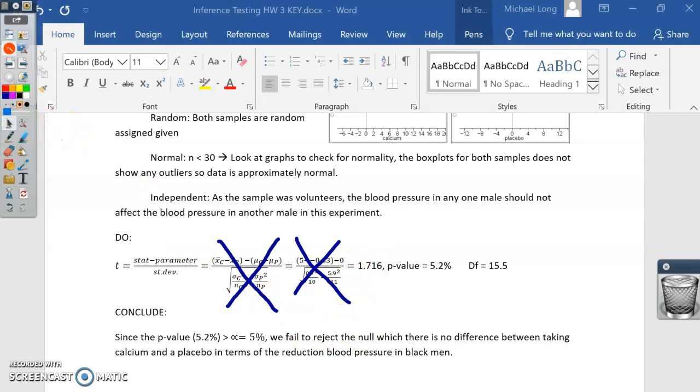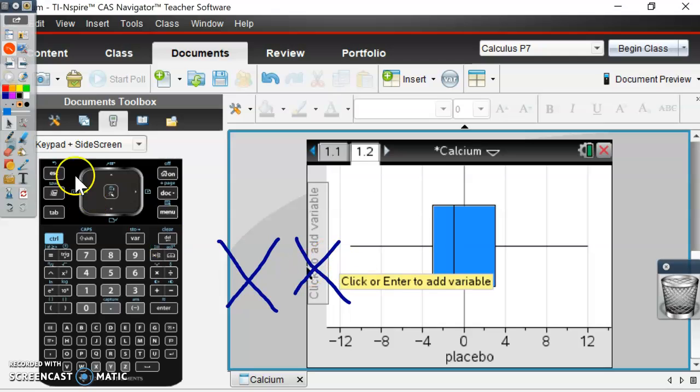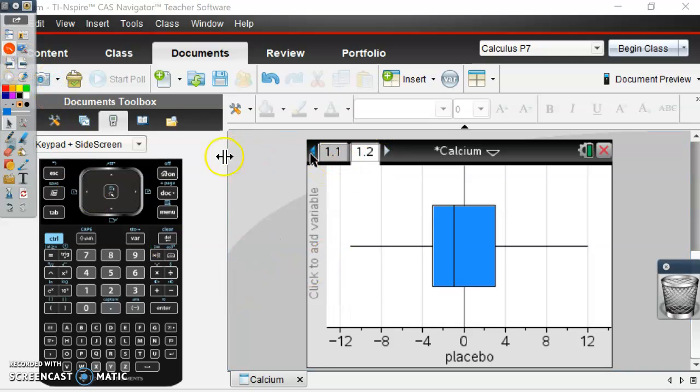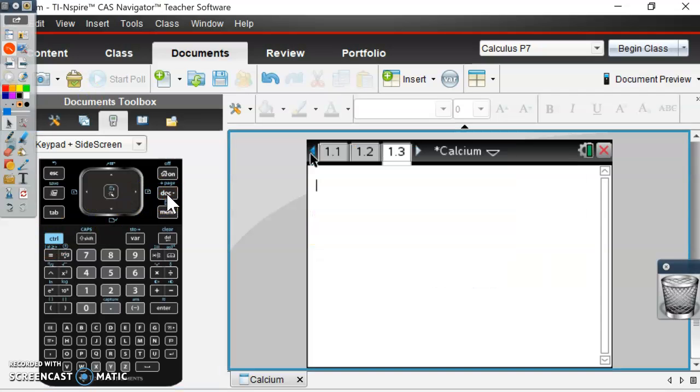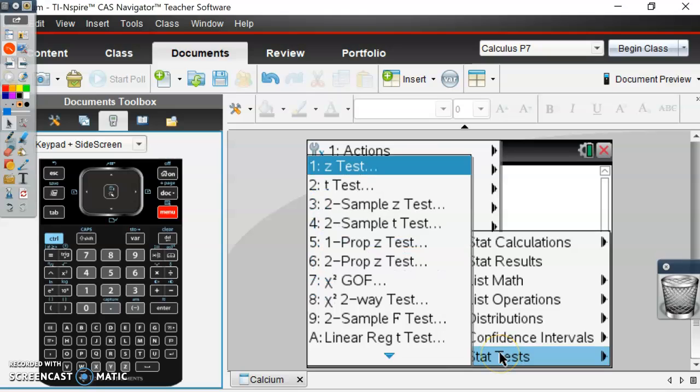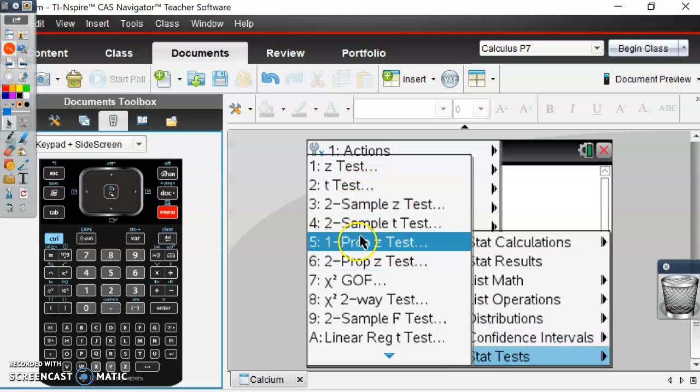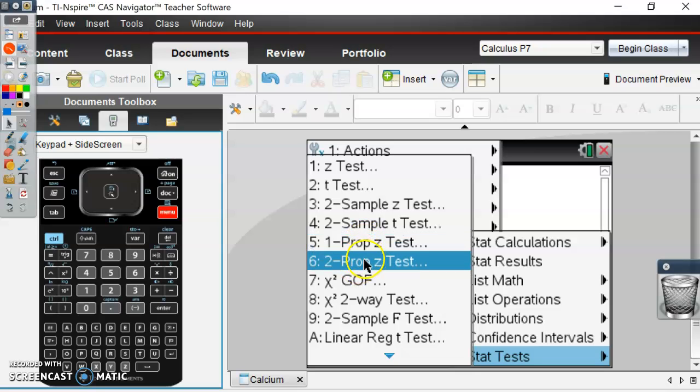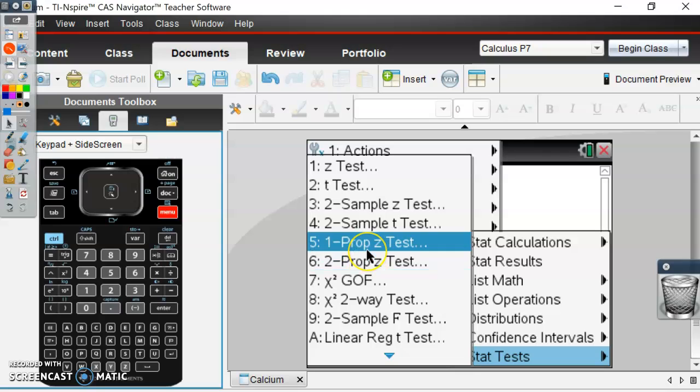Okay, so if we go back to our calculator, we're going to add a third page here. If you notice, I don't have a calculator page. So I'm going to hit Control Document, and we're going to add a calculator page, and we're going to do the two-sample test. So I go to Menu, Stats, Stat Tests. Oh my goodness, all these tests. Reminder, I keep reminding you, never do 1 and 3. So it's either a t-test, two-sample t-tests, or these two proportion tests. So remember, 5 and 6 are for categorical data only. So prop means proportion, z, which we use for categorical.